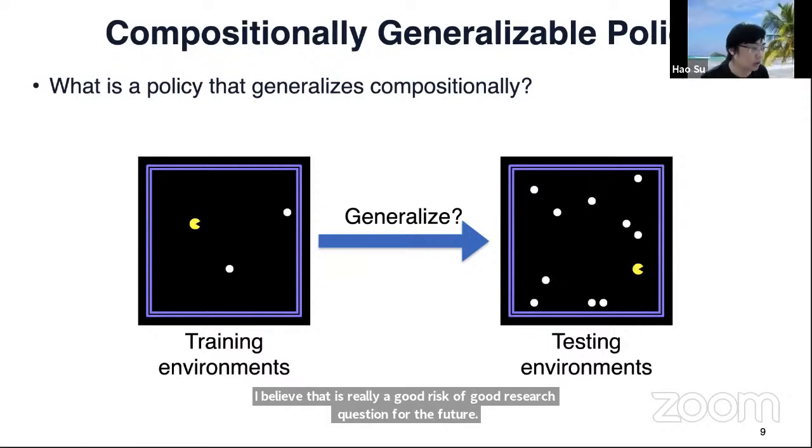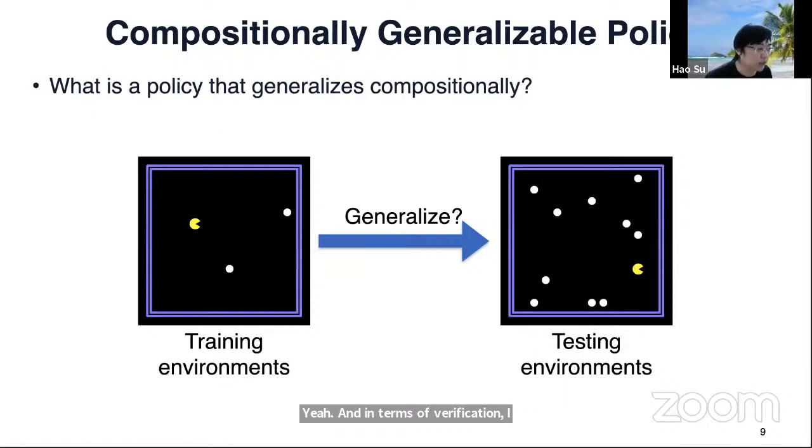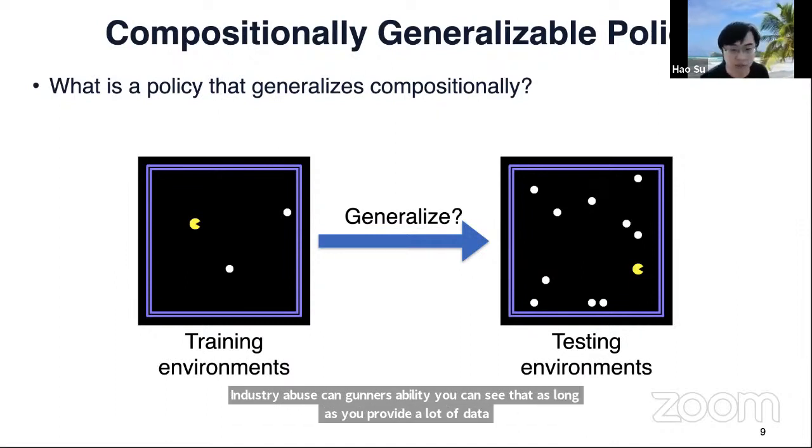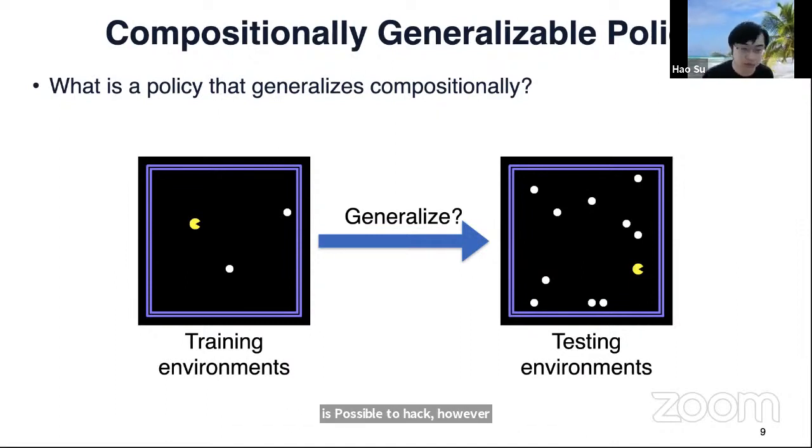In terms of verification, I personally feel that scale generalizability is already a very good evaluation criterion. If you are using in-distribution generalizability, as long as you provide a lot of data, it's possible to hack. However, if you use scale generalizability, the space for overfitting the training data gets a lot smaller.